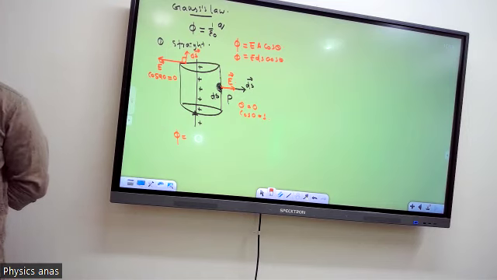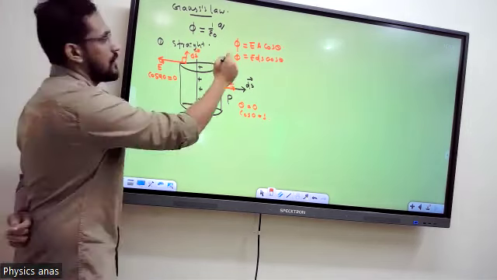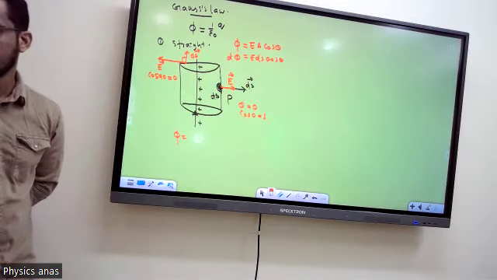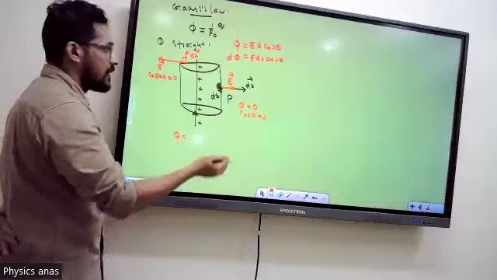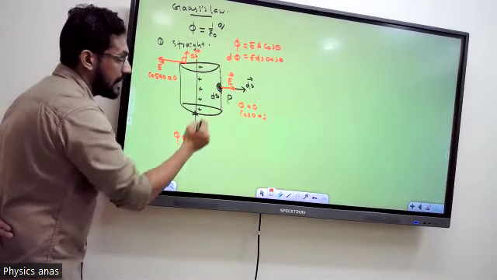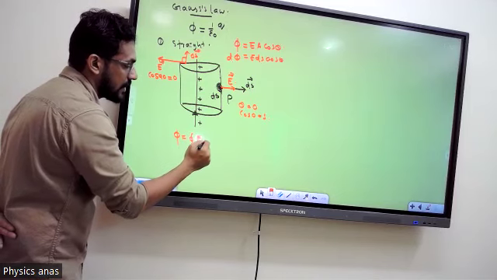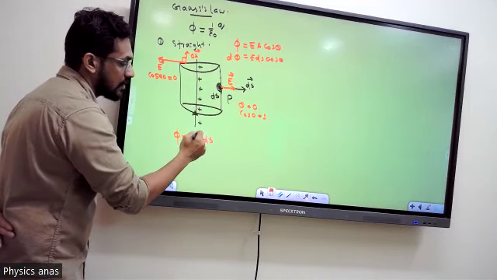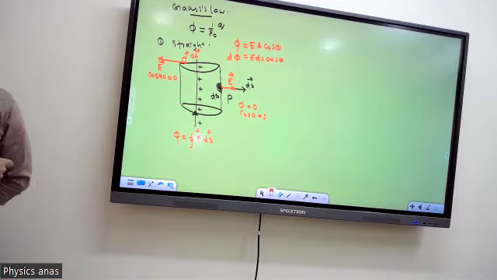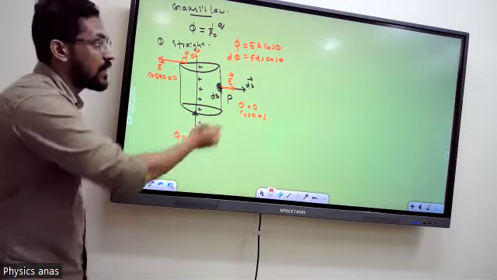This is a small value of phi, or d phi, if you are selecting ds. If you want to find the total, you have to integrate it. Closed integral E ds cos theta. This is what you will get: E dot ds. What is E dot ds?